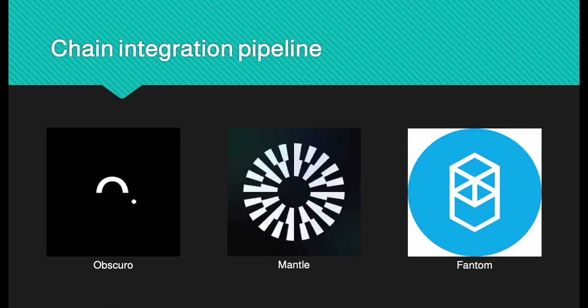Next up is the upcoming chains. This was the integration pipeline we announced back in June, and nothing's changed with that. We have Obscuro to be launched next, Mantle after that, and Phantom is last.